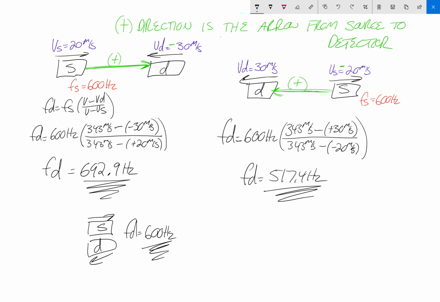Draw an arrow from the letter S to the letter D to define the positive direction. Then label your velocities in your picture as positive or negative to help you, and then substitute and solve. The Doppler effect, it's kind of important.